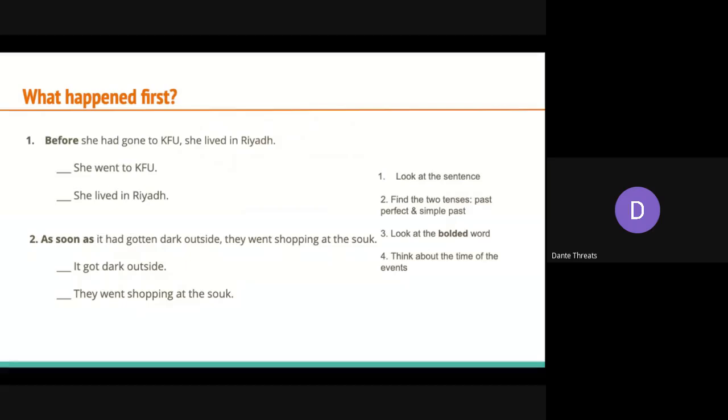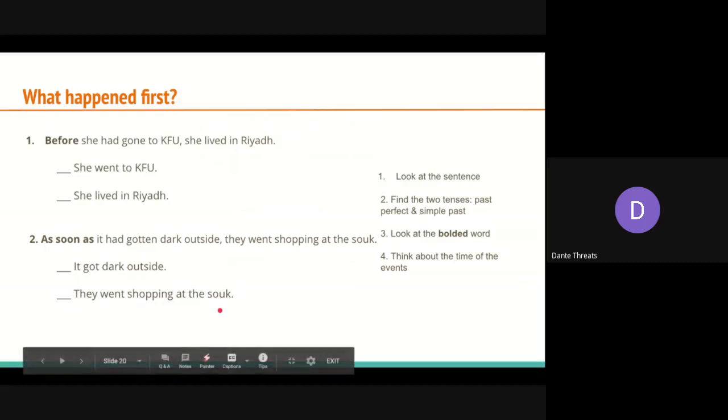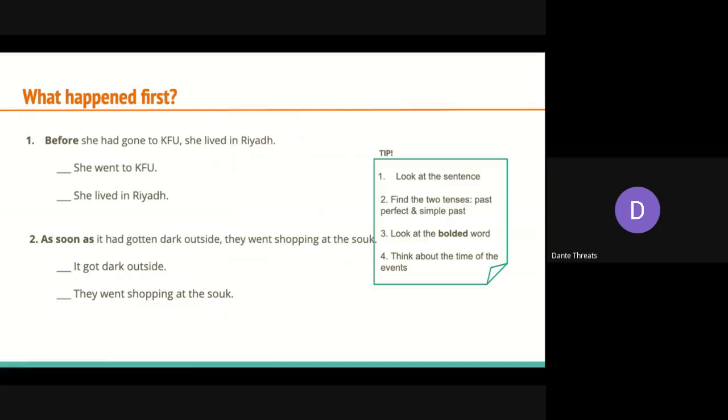Okay, what happened first? I want you to first look at the sentence, find the two tenses, past perfect and simple past. Three, look at the bolded word. And four, think about the time of the events. Okay.